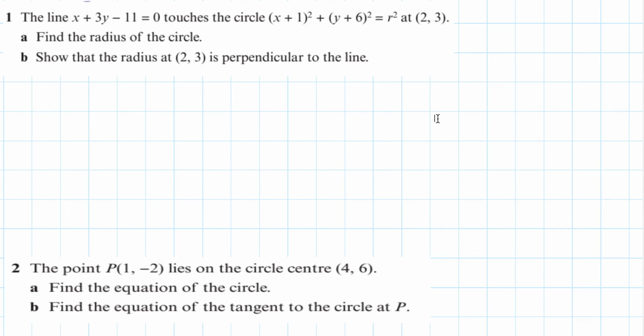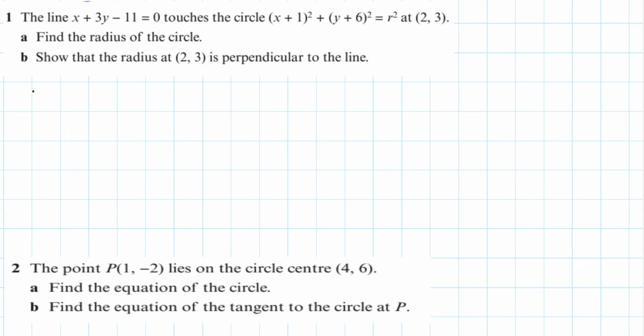Alright, so let's start. The line x plus 3y minus 11 touches the circle at (2, 3). Find the radius of the circle. To find the radius for this question, I'm going to substitute my x and y coordinates into the equation of the circle to find r squared.